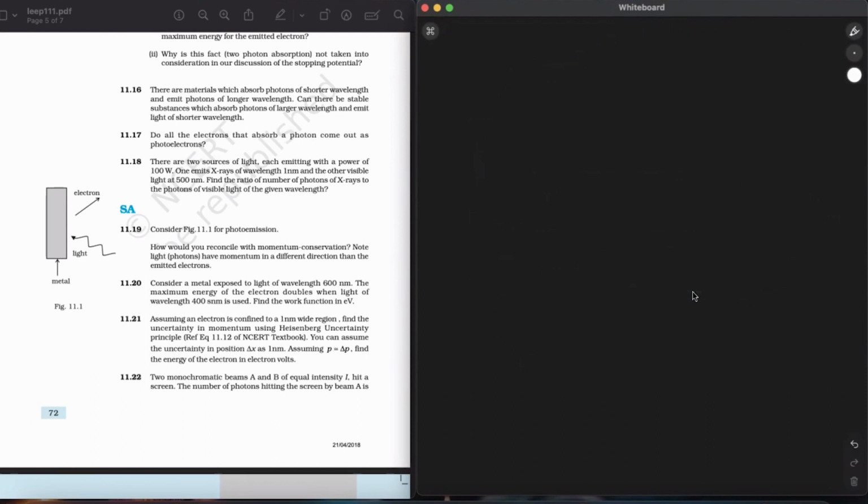Now, question number 18. There are two sources of light, each emitting with a power of 100 watt. One emits X-rays of wavelength 1 nanometer and the other visible light at 500 nanometers. Find the ratio of the number of photons of X-rays to the photons of visible light of the given wavelength. So the concept required here is X-rays. I'll write down some concepts for you regarding X-rays that will help you answer. Now, write the concept number 1.